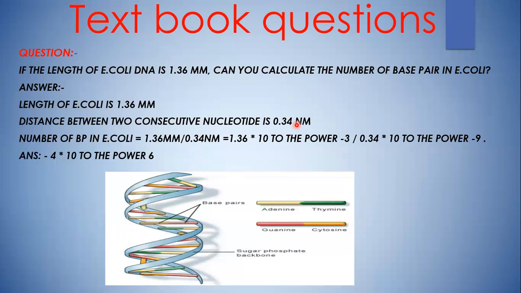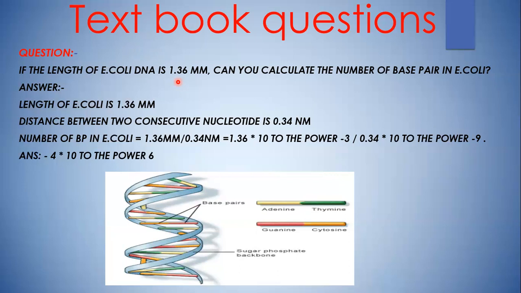You have to remember this data, this value. If it is given in the question, that is very good; if it is not given, then you have to put this value there. Okay, so now if the length of the E. coli DNA is this much and you know the distance between two consecutive nucleotide, or else you can say the distance between two base pair?